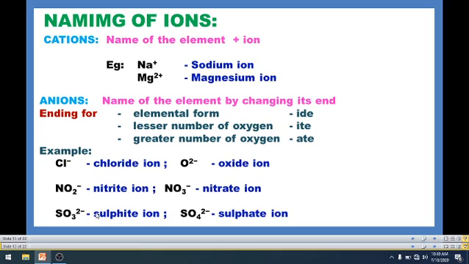Likewise, sulfite ion, sulfate ion. 4 is the greater number of oxygen, 3 the lesser number of oxygen. Therefore, this is a sulfite ion, this is sulfate ion. So based on the number of oxygens, we use the ending. And for elemental form, we use IDE. So an anion should be named by changing the end of the name of the element. The ending should be changed.